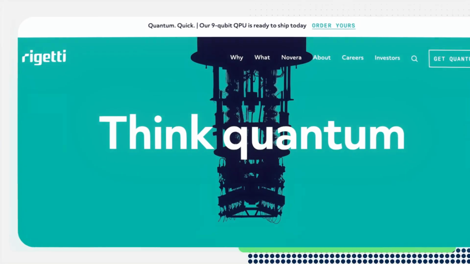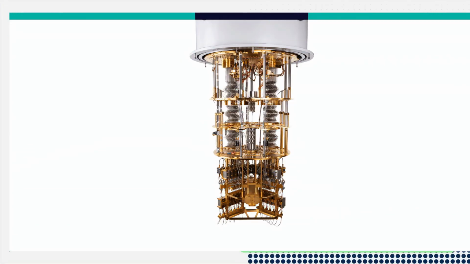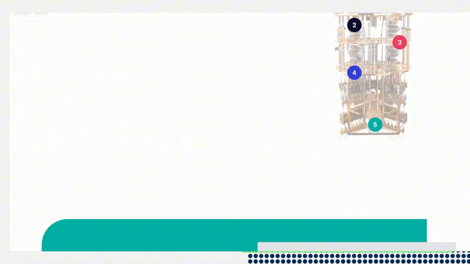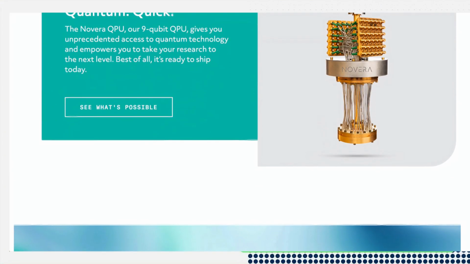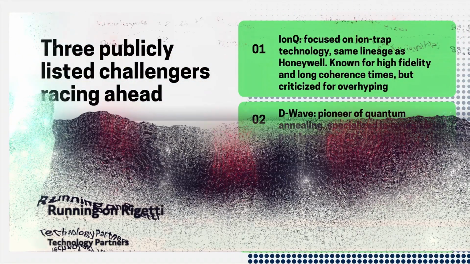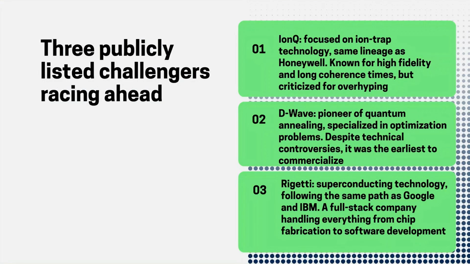Rigetti, RGTI. Founded in 2013, it follows the same superconducting path as Google and IBM. It's a full-stack company that handles everything from chip fabrication to software development. Rigetti also has projects in finance and AI. As a startup, it faces the same major technological and commercial pressures.